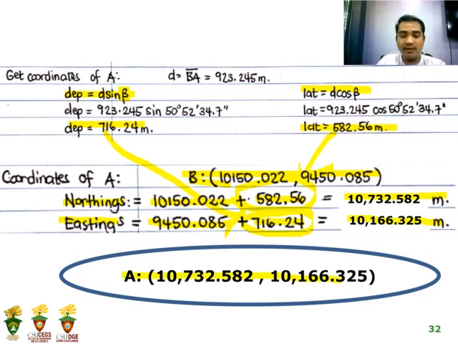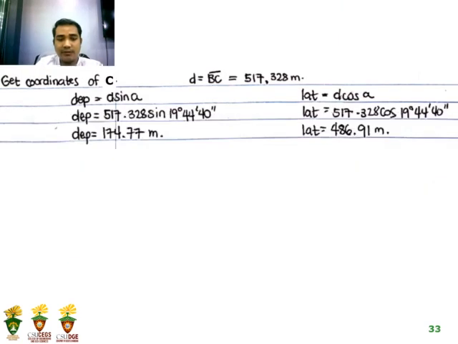10,732.582 and 10,166.325. Alright, so next is we need to get the coordinates of C. And we have here a given of D, which is also equal to the side BC, which is 517.328 meters. So balik tayo nga formula to get the latitude and departure or enable for us to get the coordinates of C. So we have here departure of this D sine alpha, where alpha is kato niya itong gikuha kaganina sa previous slides, na maupod siya ang bearing from B padulong sa C.